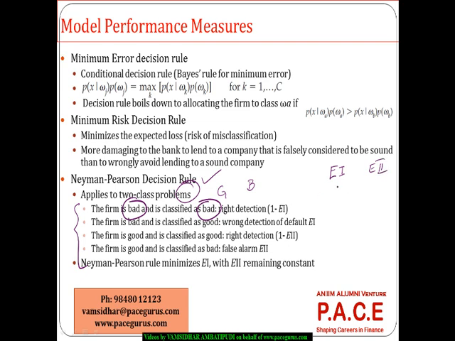When I say type 1 error, we are talking about having classified something as good. Our model said that he will not default, but he has defaulted. That is what we call a type 1 error.